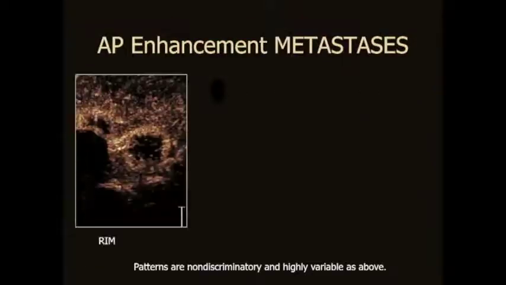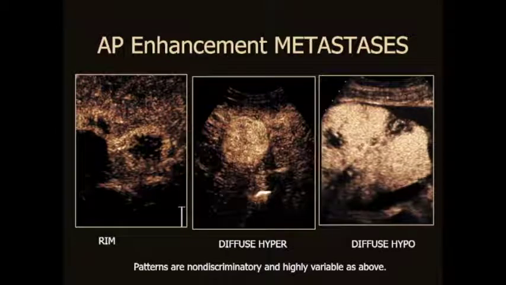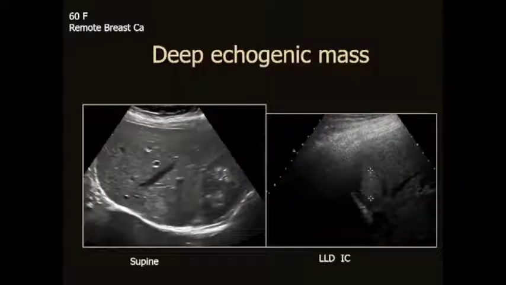So let's look at 3 different patients in the arterial phase. All of these patients have metastatic lesions. They bear no similarity to each other, and of course there's even many other patterns. So the patterns are non-discriminatory and highly variable as above.